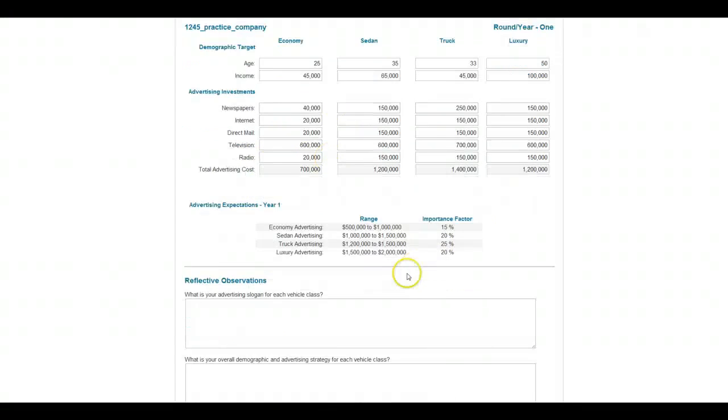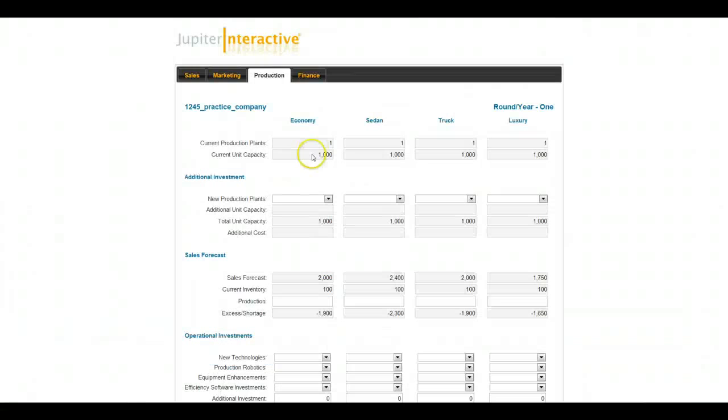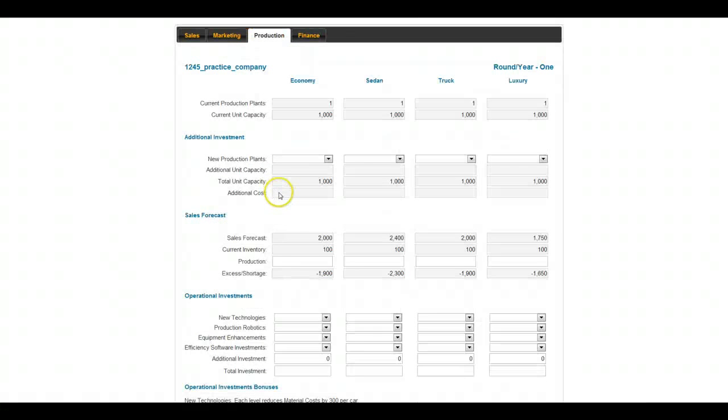Okay, so I got my data filled in here, and I'm going to hit submit my marketing data, and then I'm going to go to production. So in production, I see here that I forecasted 2,000 cars to be sold. I currently have one production plant with a capacity of 1,000 vehicles. So that's not enough. I can't make 2,000 cars with one plant with a capacity of 1,000 vehicles.